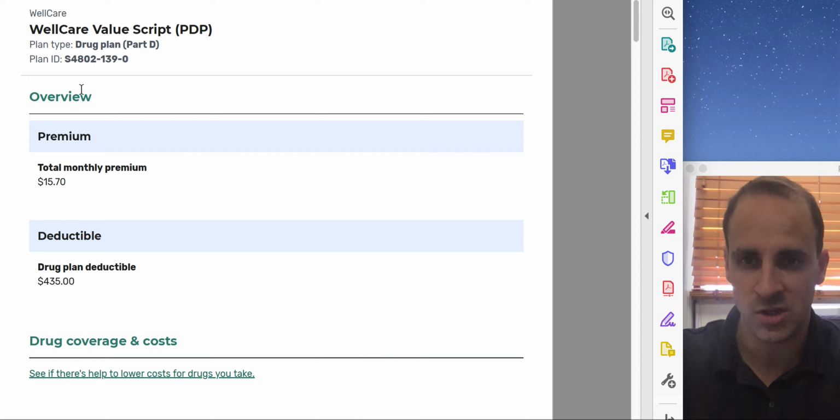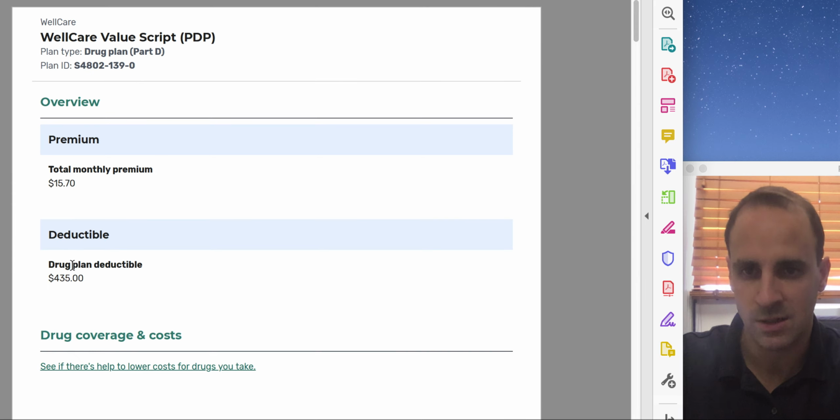So for this individual, the most cost-effective plan happened to be a plan called WellCare Value Script. It gives you the monthly premium. That's the amount you pay the insurance company each month for the coverage. The deductible, which in most cases is really only for the higher tier brand name drugs. Most of the generics, or at least the tier 1 and tier 2 generics, do not apply to the deductible. But that's some general information on that first page of the report.